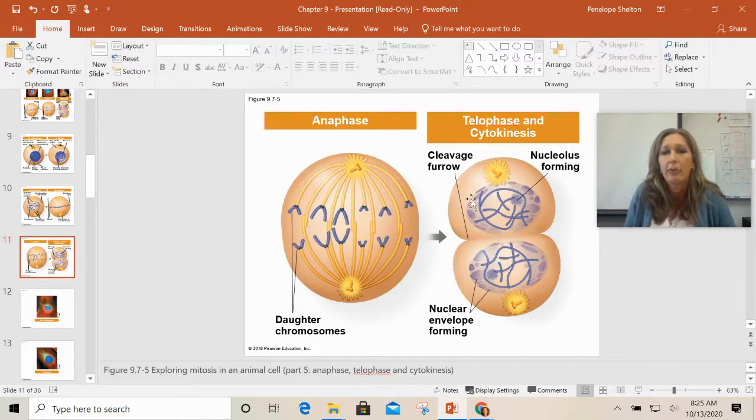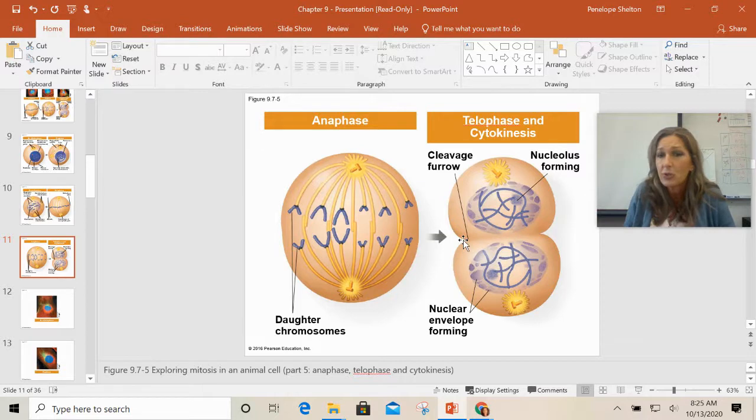Now, once my sister chromatids are on opposite sides of the pole, I can start corralling those back up into two new nuclei. So telophase is my last step of mitosis. In telophase, two new nuclei start forming, and the nuclear envelope starts surrounding them. And this is also the beginning of cytokinesis.